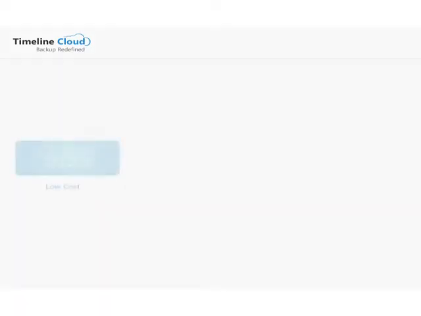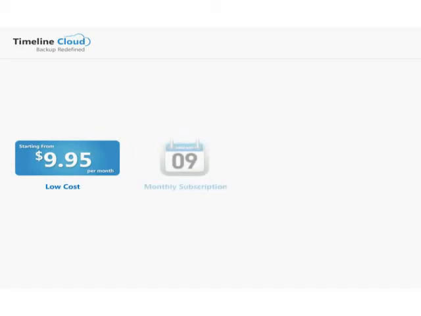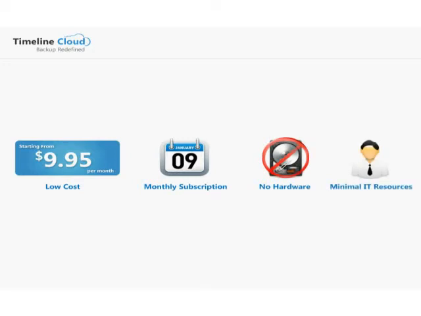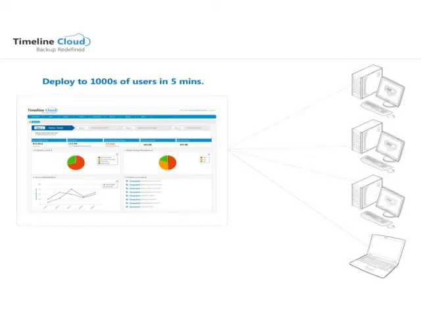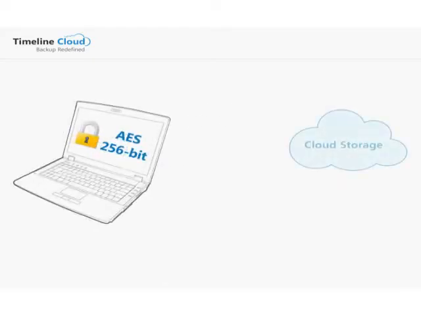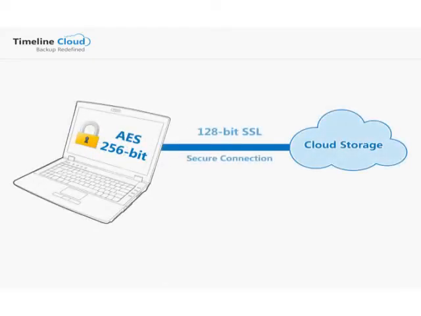phone support. This low-cost software is available as a monthly subscription service, requires no hardware purchase, and may be managed with minimal IT resources. The Timeline Cloud client is deployed and installed from the central management console onto computers to be backed up. The backup process uses military-grade AES 256-bit encryption and is sent over a 128-bit SSL secure connection.